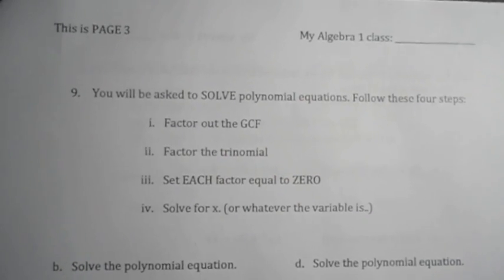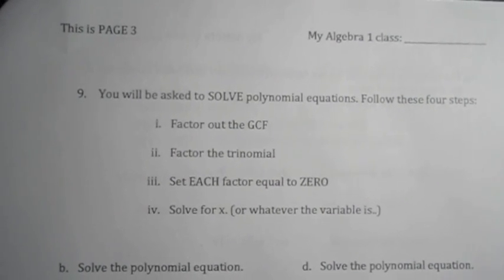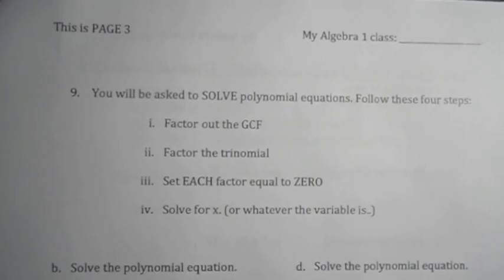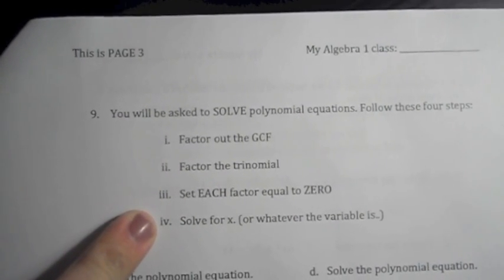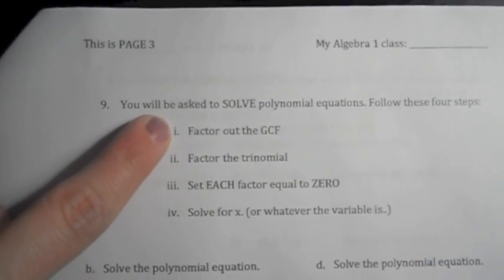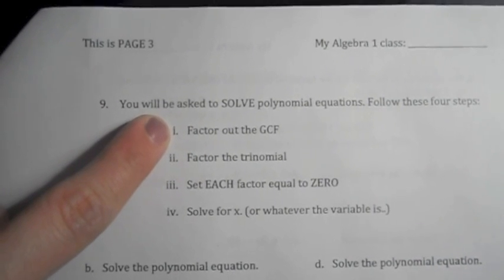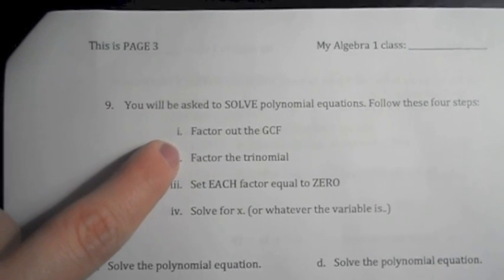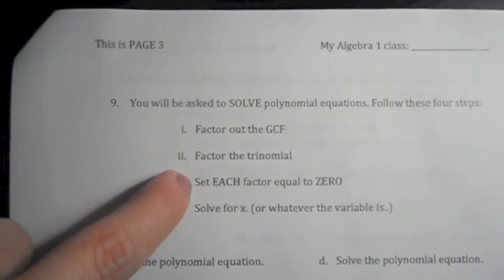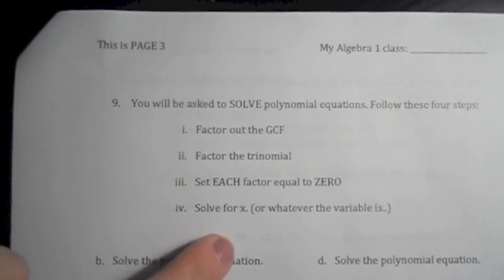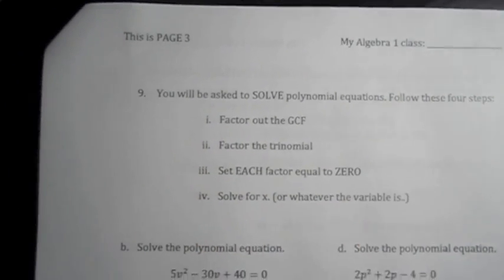Number 9. You will be asked to solve polynomial equations. If you follow these 4 steps, you should come out to the right answer. First step, we're going to factor out the GCF. Then we're going to factor the trinomial. We're going to set each factor equal to 0, and then solve for x, or whatever the variable is.